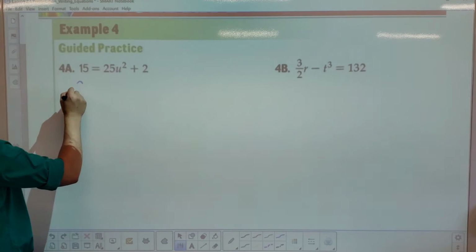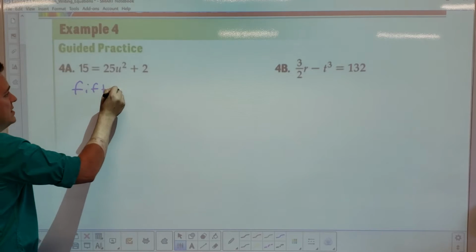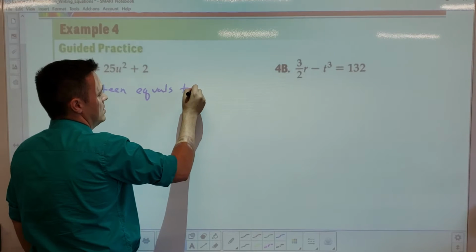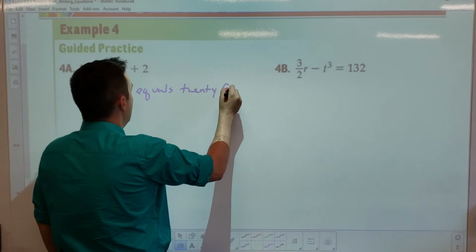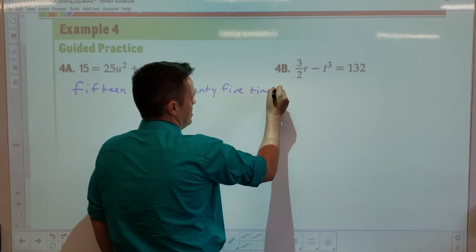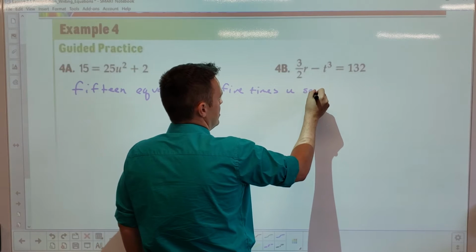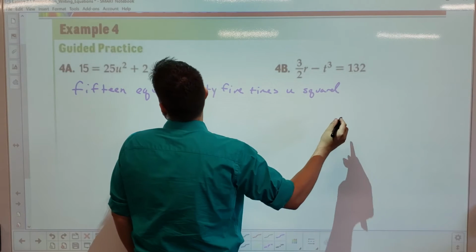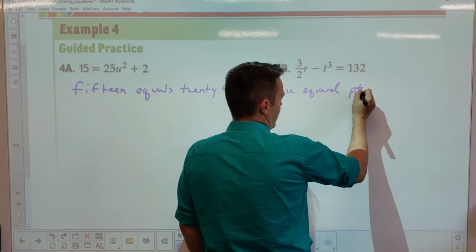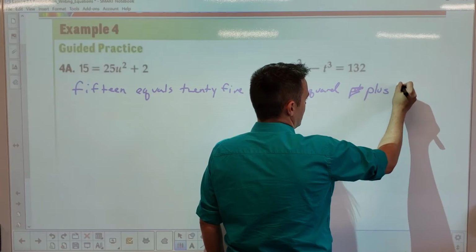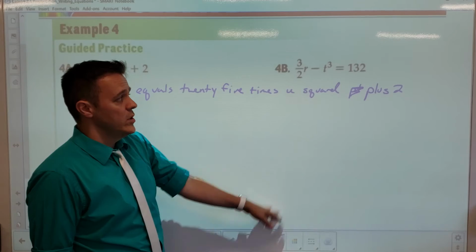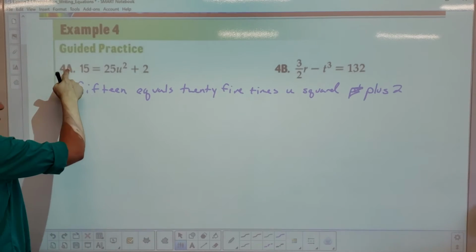All right, hopefully you guys tried these on your own. So this is 15 equals 25, and then it's going to be times u squared plus 2. Whoops. I'll just rewrite it. Instead of erasing, plus 2. Okay, so make sure you guys understand, right, how you're going through this. Rewrite it out, okay? And then that was 4A.